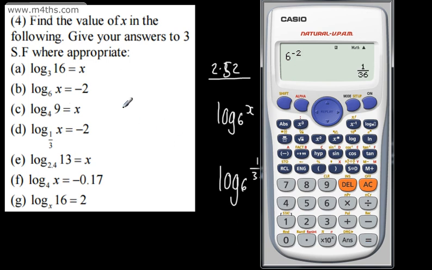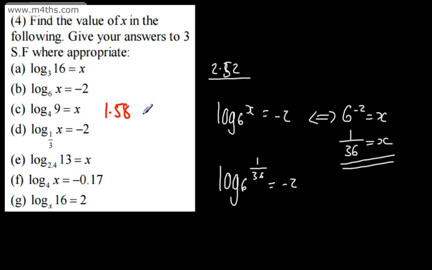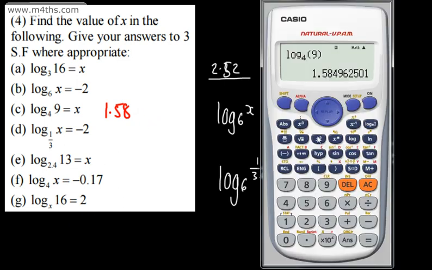Okay, next one, nice and straightforward: log to the base 4 of 9. What we're going to do is just put it in. So log to the base 4 of 9 is going to give us now 1.58. So let's just jot that in. We've got 1.58, and that's the 3 significant figures. Again, if you wanted to check that, not that you really need to, if you just put 4 raised to this answer, that is going to give us the 9.